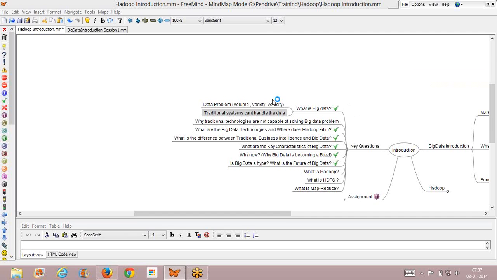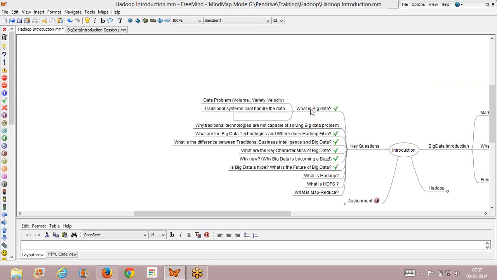Just summarizing from last session. Okay, so what is big data? It's a data problem which is created by volume, velocity, variety, where traditional systems cannot handle. And to solve that problem, what do we do? We use distributed technology, and these technologies are known as big data technology.